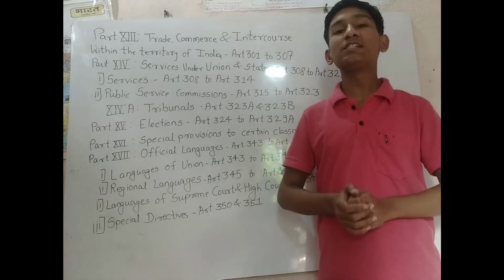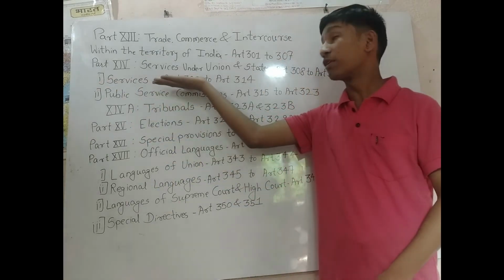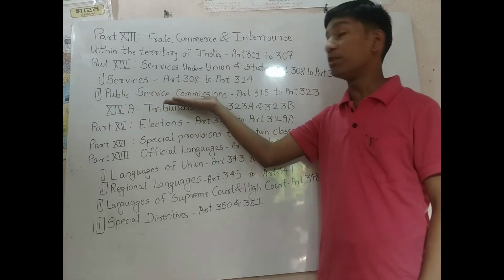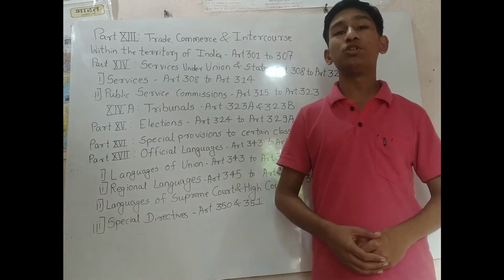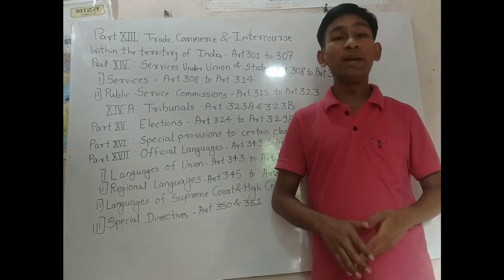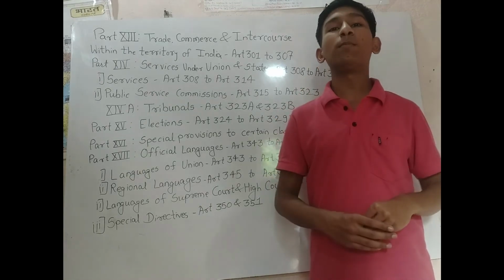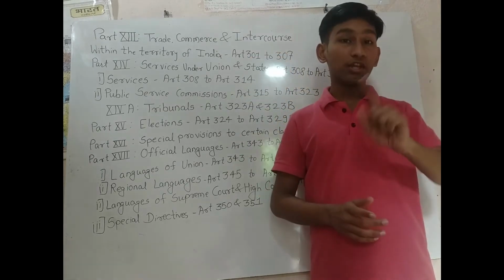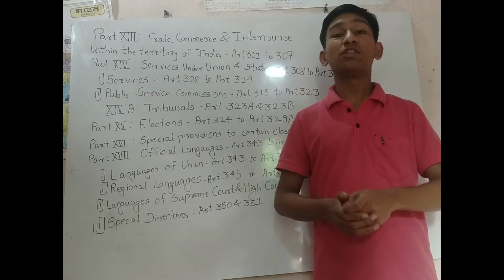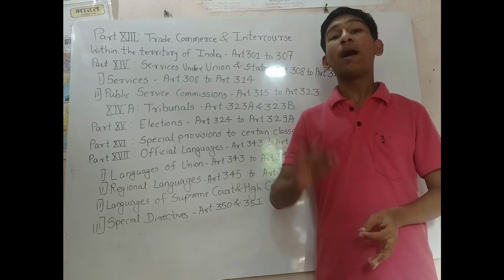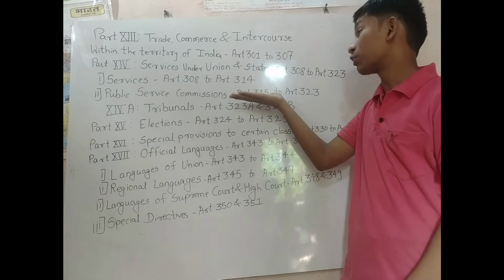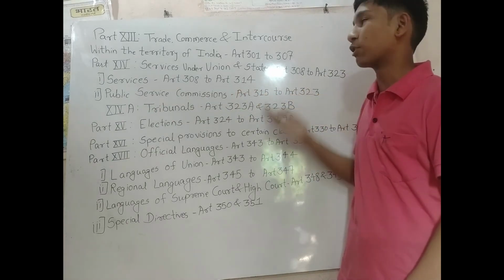Every type of service is mentioned here in Article 308 to Article 314. And the next chapter is regarding the public service commissions, whether it be the Union Public Service Commission for the central government, or State Public Service Commission for any of the state governments, or whether it be the Joint State Public Service Commission. All these commissions, their establishment, their chairmen, vice chairmen and all the members, their appointments, every single thing regarding the appointment and the function of these public service commissions is mentioned here in Article 315 to Article 323 of the Indian Constitution.